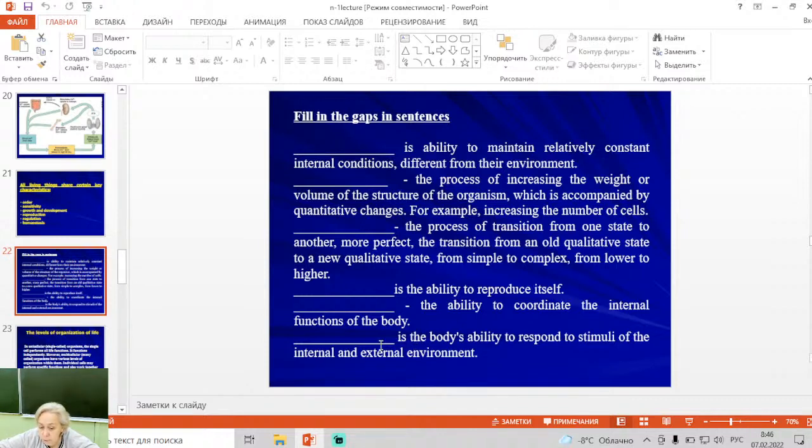It's the body's ability to respond to stimuli of the internal and external environment. It's sensitivity. The same test may be on the test after practical classes. So you must study the material first. After that, open the test and answer the questions.